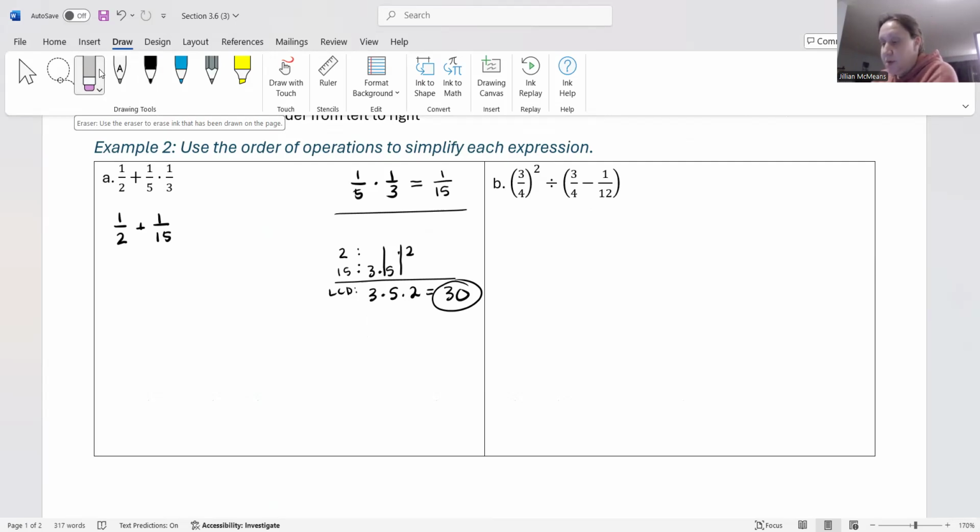So now what we want to do is we want to find equivalent forms of both of these fractions using 30 as the denominator. So let's start with 1/2. So I want to rewrite 1/2 as something out of 30.